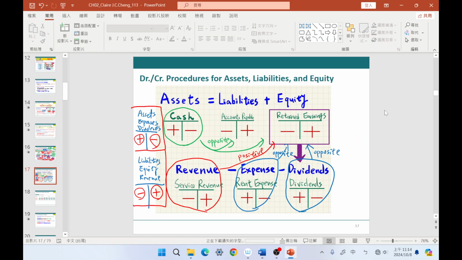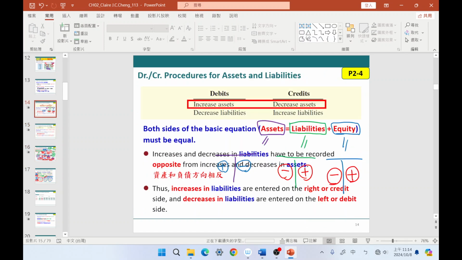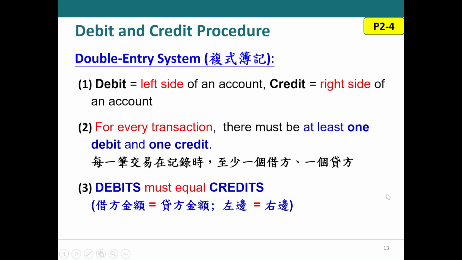Okay, so go back to slide, page 13 on your textbook, 2-4. How could you double check it? Because we have accounting rules. Based on the accounting rules, it's helpful for you to double check your answers. Okay, so this accounting rule we call it double entry systems. 复式簿记, double entry systems. 复式簿记 is our accounting rules. You could use it to double check all your answers.